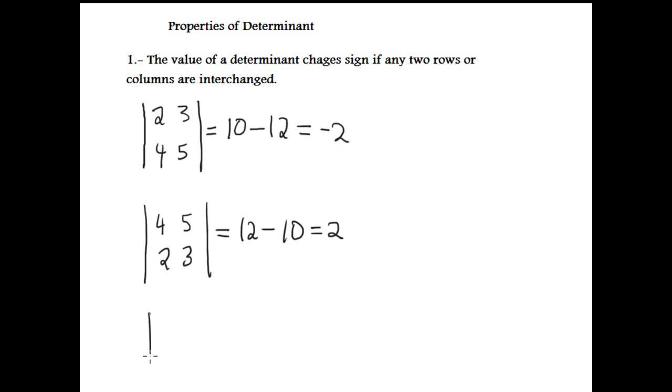Or maybe you interchange two columns. For example, 3, 2, 5, 4. So basically the thing I did was, column 1 I put here in column 2, and column 2 I put here in column 1, and the determinant is computed: 12 minus 10 is 2. Fantastic. When you interchange two rows or two columns, the value of the determinant is the same but with the opposite sign.